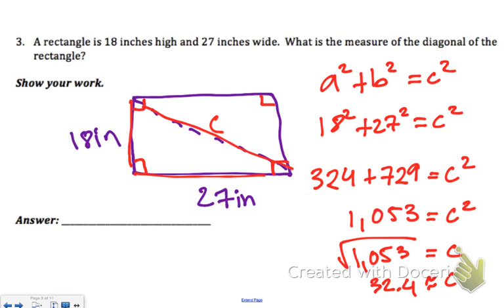The exact answer in this case is the square root of 1053, and the approximation rounded to the nearest tenth would be about 32.4 inches for that diagonal.